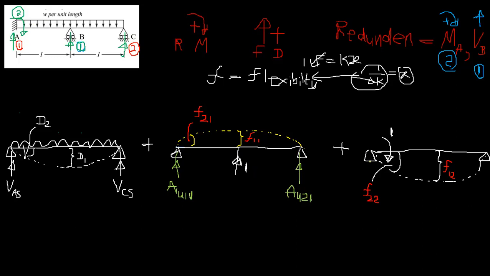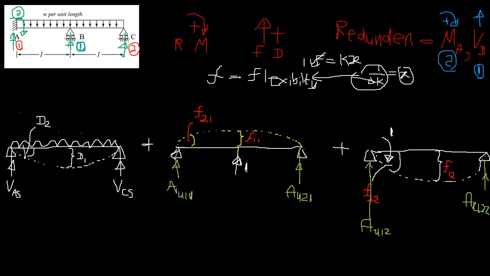Okay, so this is action unit 1 due to the load at second redundant body. This is action to action unit 2. It's action unit 2, second action coordinate due to the unit force at second redundant coordinate, right?